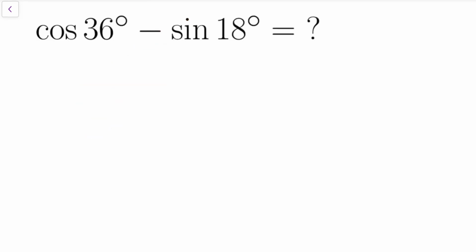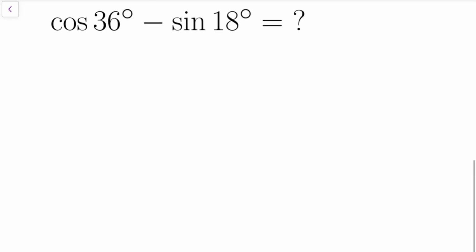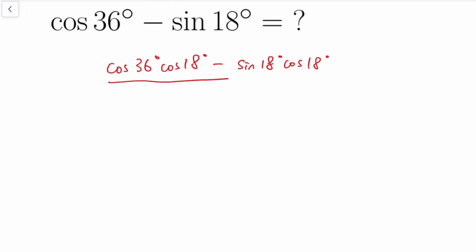Another possible way to solve this is that I will treat this expression as a fraction with 1 as the denominator and multiply both the top and the bottom by 2 times cos 18 degrees. So we have cos 36 degrees times cos 18 degrees minus sine 18 degrees cos 18 degrees, like this.